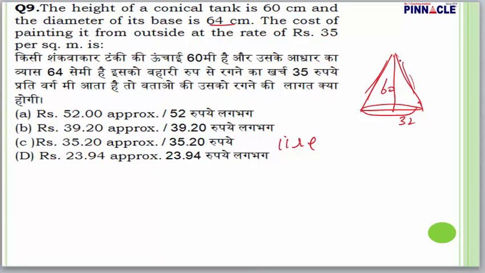So for this value, this is a Pythagoras triplet. If I divide 32 by 4 it will be 8 here, and if I divide 60 by 4 it will be 15 here. 8, 15 and 17 is a triplet. So 15 into 4 is 60, 8 into 4 is 32, 17 into 4 is 68. So you can find the value of l, that is 68, by the Pythagoras triplet concept.